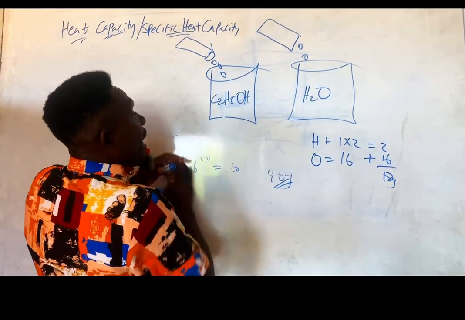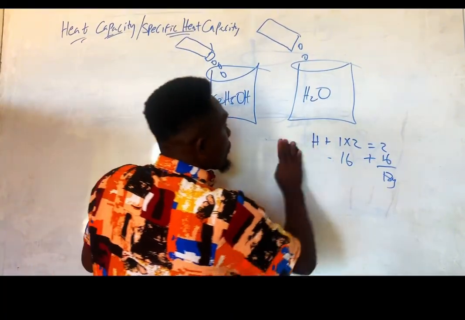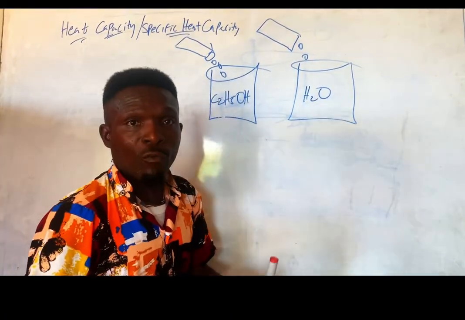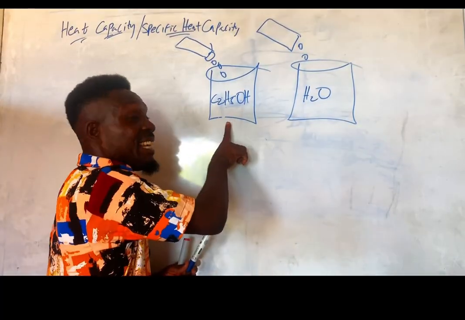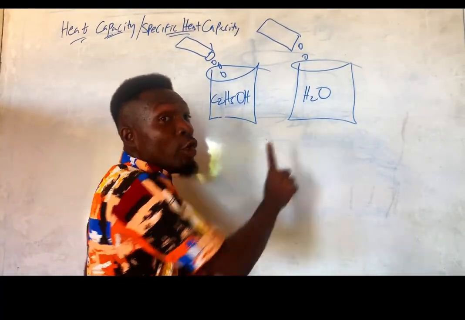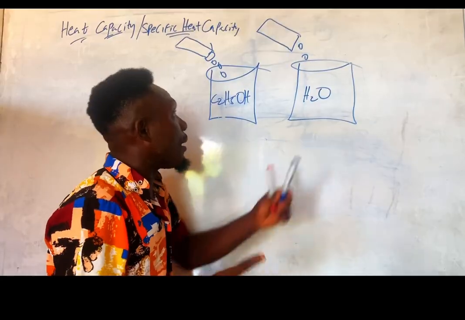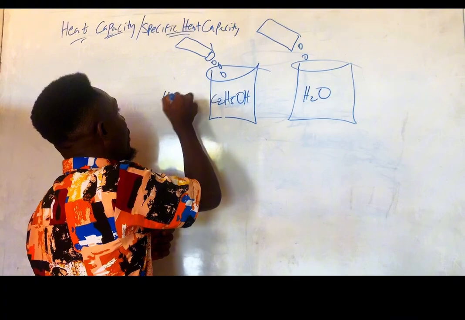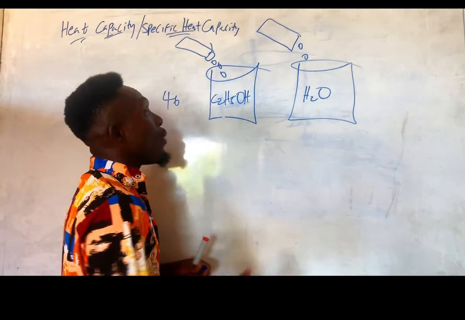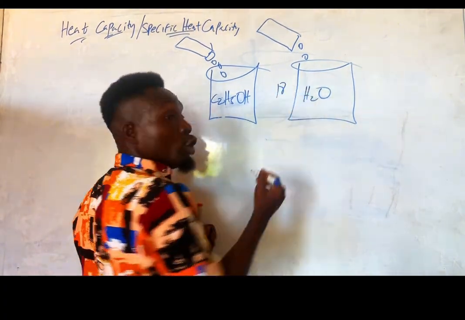Now, listen to me. I have measured my unit mass of ethanol and my unit mass of water. Now, I want to determine the specific heat capacity. Remember, it's a unit mass of ethanol and a unit mass of water. A unit mass of ethanol weighs 46 grams. We know that already. While a unit mass of water weighs 18 grams. You know that already now.